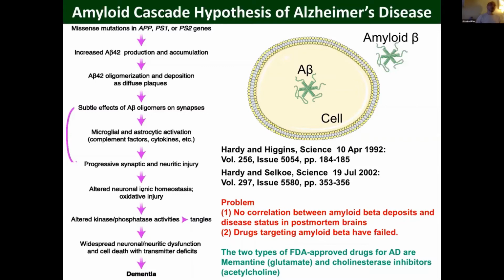So this is a linear theory of Alzheimer's disease, and it's a very long-standing hypothesis in the field. But there are two problems with it.